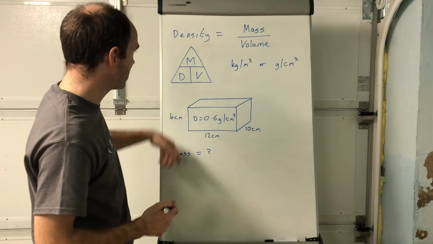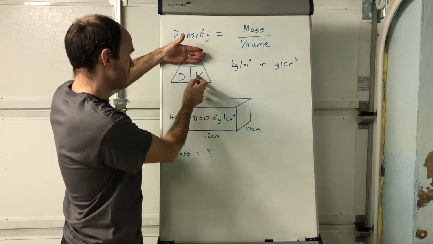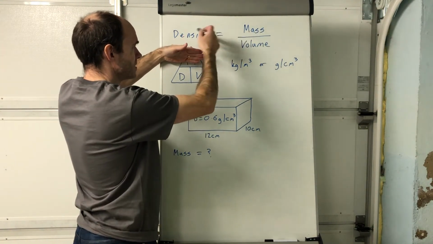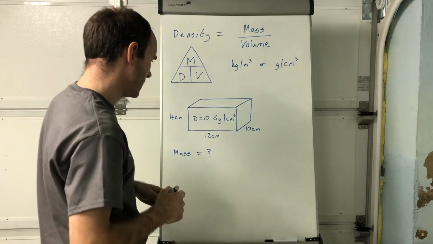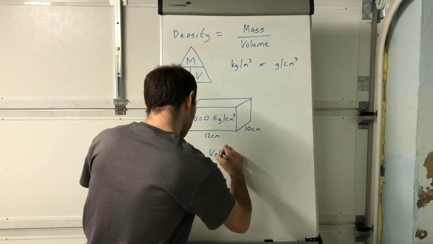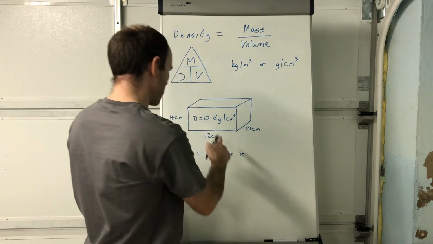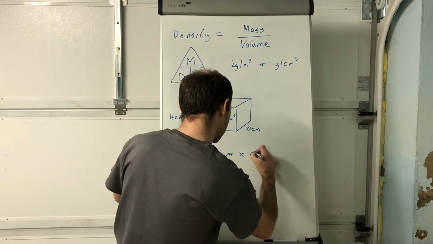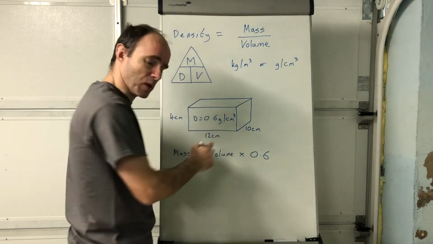So to find the mass, cover that one up: density times by volume. Or just rearrange this formula, mass is density times by volume. So we're going to do the volume of this multiplied by the density. Now note the density is 0.6, but the volume, we just need to work that out.